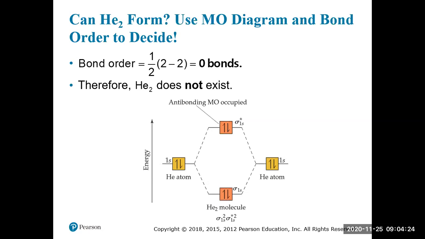We know that helium exists just as He, not as He2, whereas hydrogen exists as H2, not as just H. So for these 2 gases, the molecular orbital diagram tells us, by doing that bond order calculation, whether the diatomic versions are possible or not.